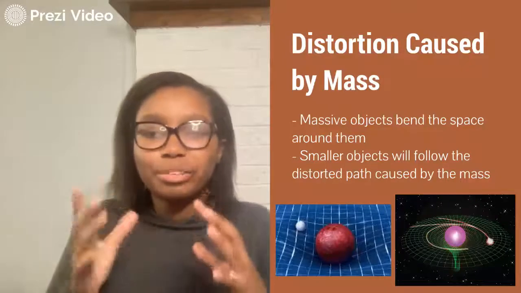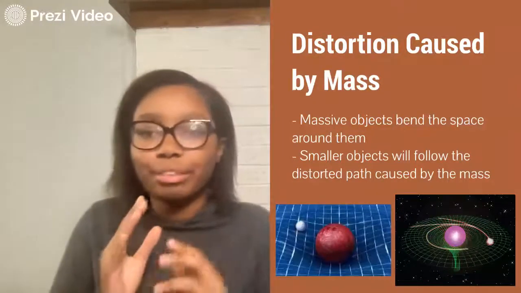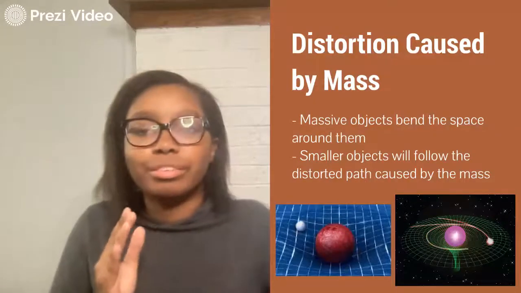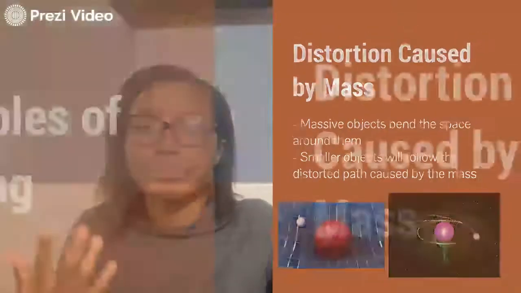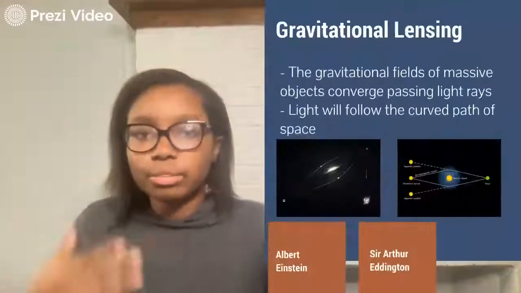path of space. So imagine you have a bowling ball and you place it on a trampoline. The trampoline's going to dip. If you then roll a marble past this bowling ball, the marble is going to follow this dip path created by this massive object. In space, this ends up with the phenomenon of gravitational lensing.